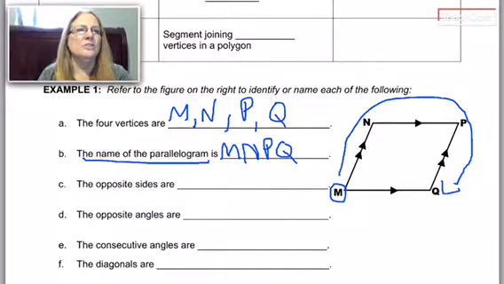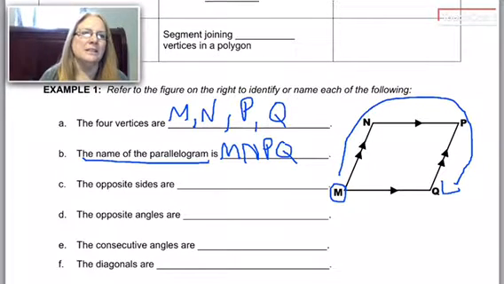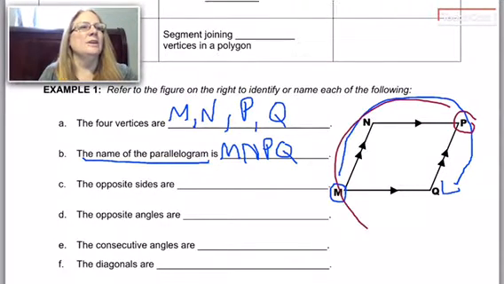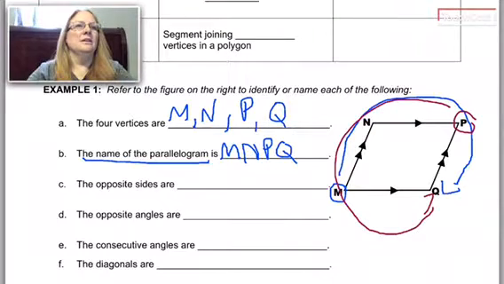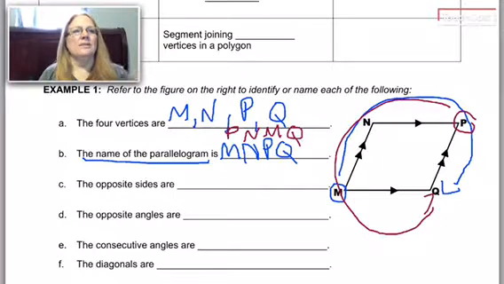Now, could you name it differently? There's a lot of different things you could name this. Okay, you don't have to go clockwise. Typically, I go clockwise, and that's how I see it done most. But you could go counterclockwise, and you could start anywhere. I could start with P and name it going in this order. So it would be PNMQ. Okay, so the order matters only in that you can't skip any, and it doesn't matter if you go right or left. No commas.